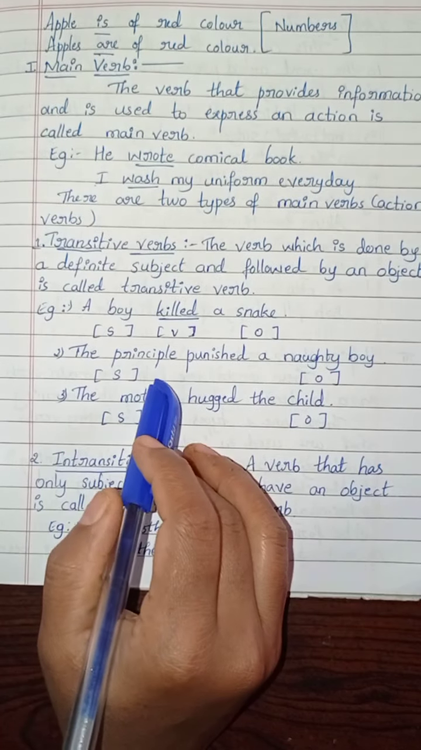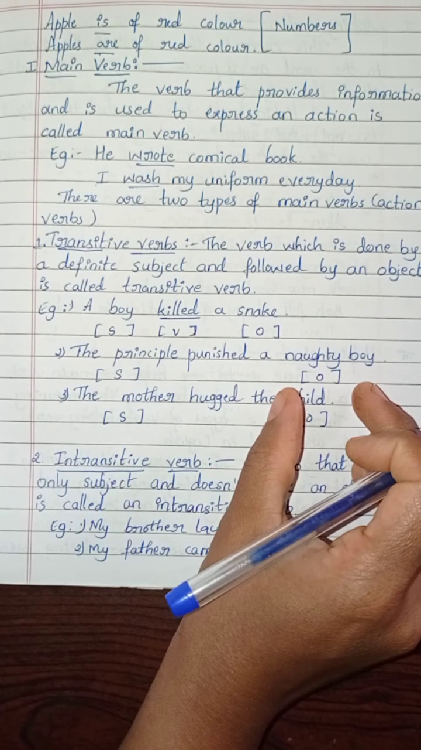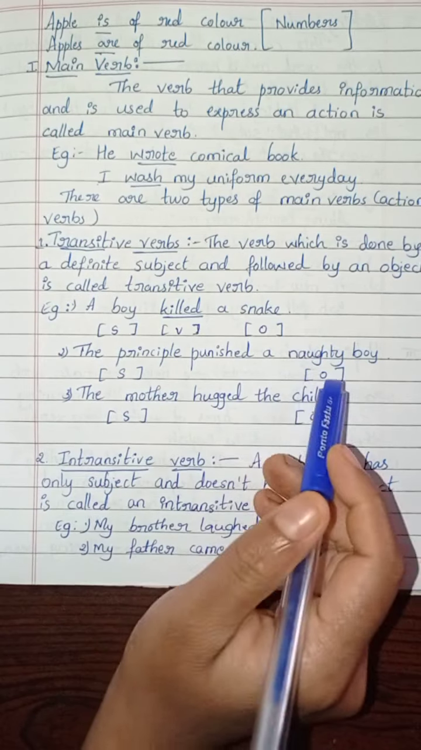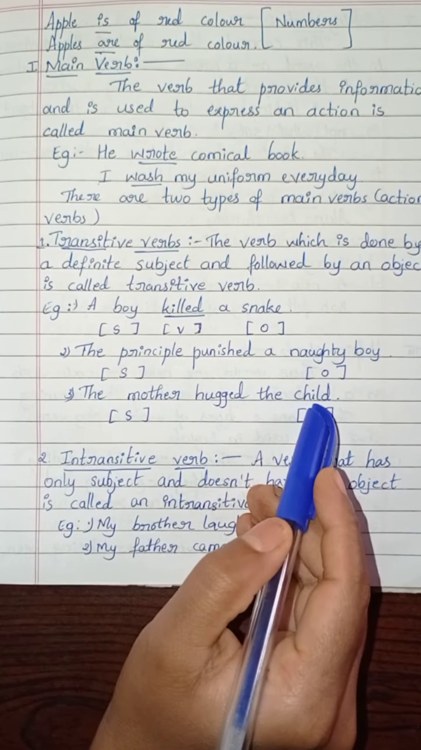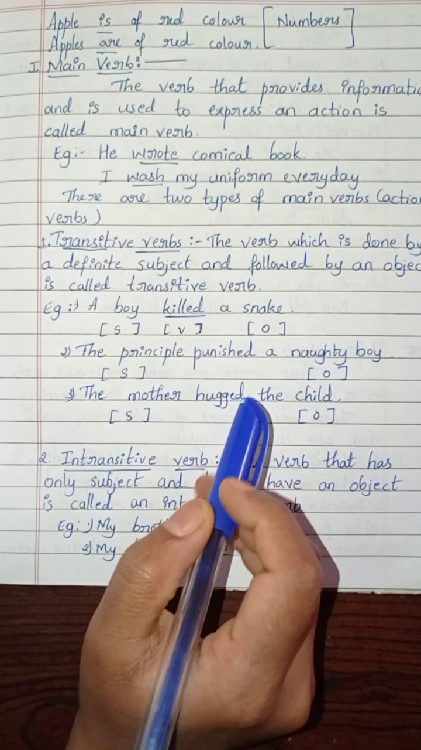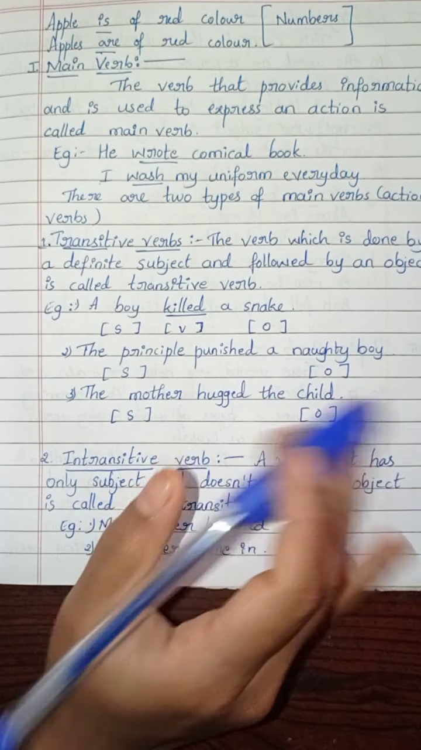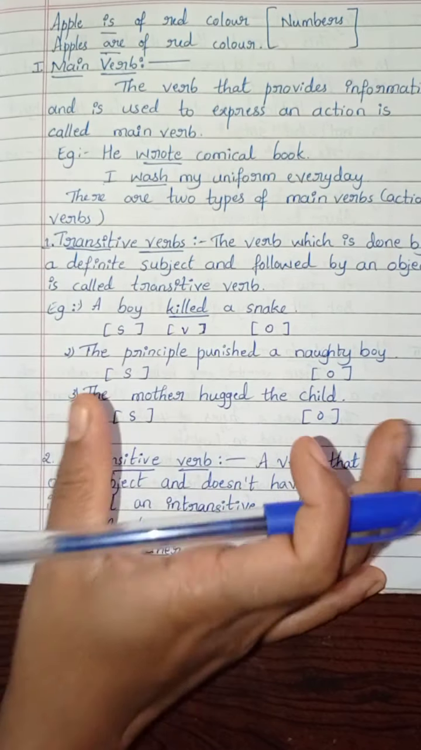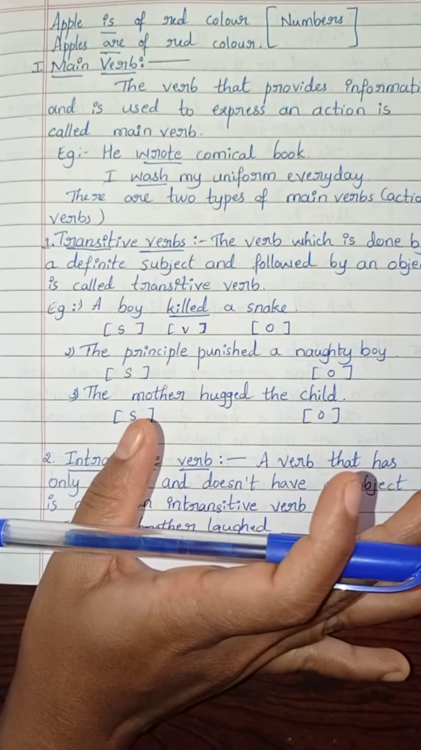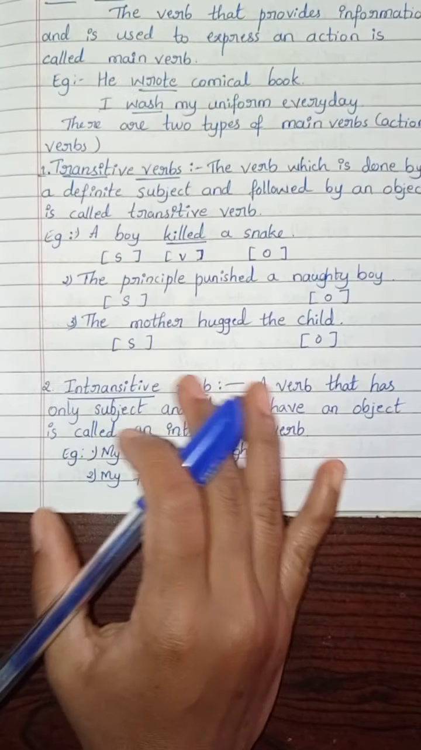Understood? The principal punished a naughty boy. Here the principal is the subject and the naughty boy is the object. In the transitive verbs, we can see the subject and object. The mother hugged the child. The mother is the subject, the child is the object, and hugged is the verb. So we have to understand that in the transitive verb we can see the subject and the object, including the verb. So what is an intransitive verb?